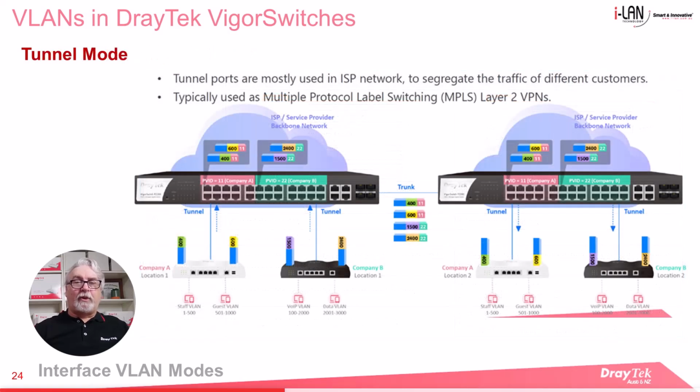Moving on to tunnel mode, which is used to segregate different customers. It's mostly used by ISP networks and is typically used for multiple protocol label switching, that's MPLS, Layer 2 VPNs. Essentially, all the selected VLANs on one switch are sent to a remote switch over a trunk connection that encapsulates the VLANs inside another VLAN. This is sometimes referred to as QNQ trunking. In the diagram shown here, there are 4 VLANs, 400, 600, 1500 and 2400, which are encapsulated in the ISP trunk connection.